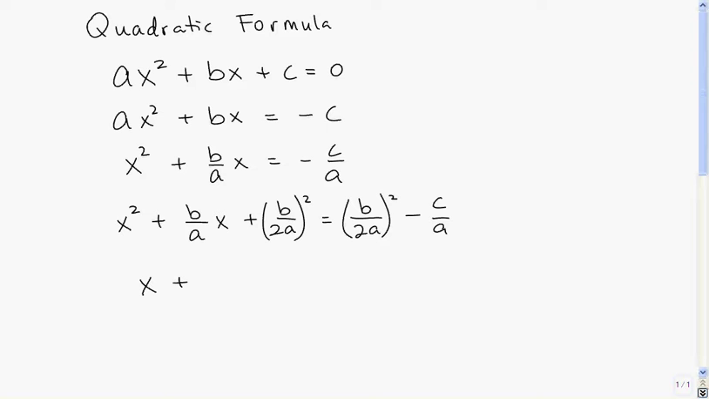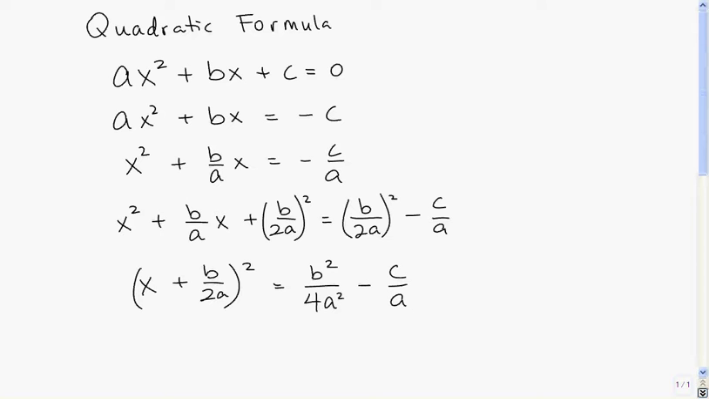Okay, so this left-hand side is now a perfect square trinomial. And I can collapse it and just write it as x plus b over 2a, all squared. On the right-hand side, I can expand this. I have b squared all over 4a squared minus c over a.